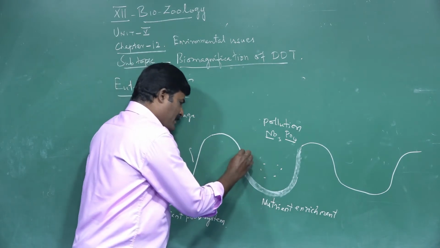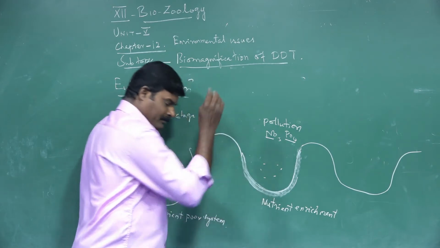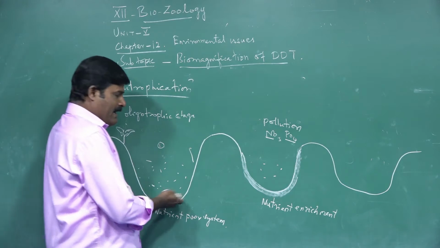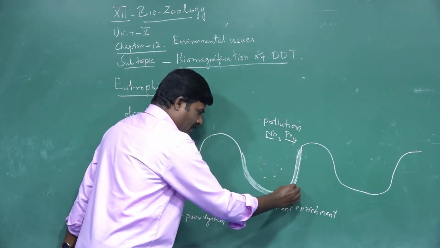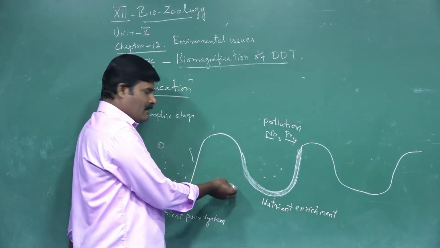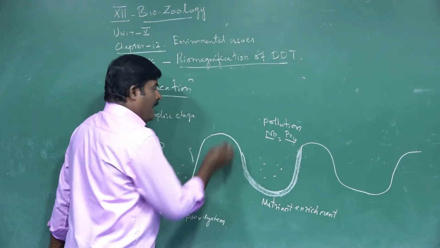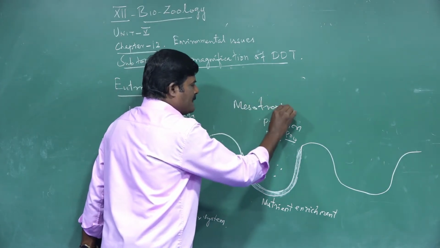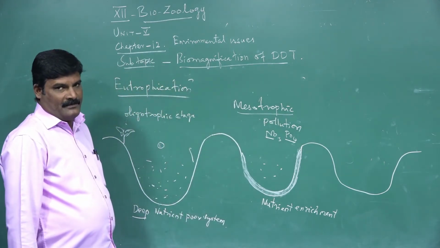Gradually, the organic matter may be deposited in the lake bottom. This is a natural process. Here more nutrients are deposited in the lake bottom, resulting in a shallow condition. So the organic remains may be deposited in the lake bottom. This kind of lake is called the mesotrophic stage.